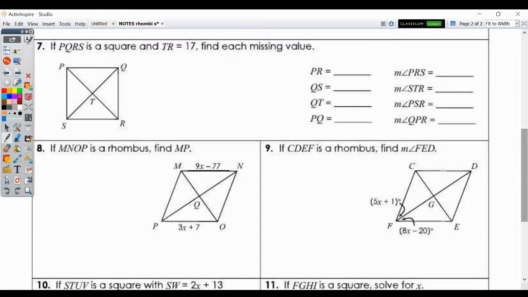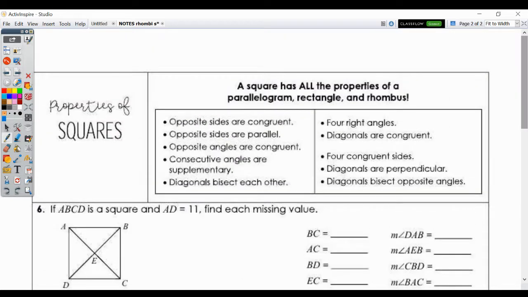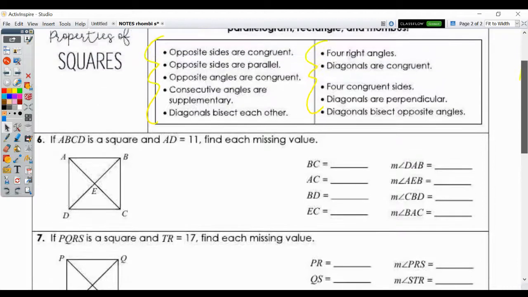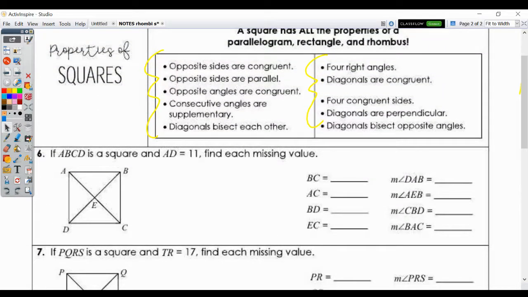Squares are kind of special because squares are going to have all of the rules of parallelograms, all of the rules of rectangles, and all of the rules of rhombi. So every rule that we've ever gone over for any kind of quadrilateral is also a rule of squares. So all of these rules right here are rules for squares. Okay, so let's look at number 6. And we're not going to do, well, no, let's look at number 7.